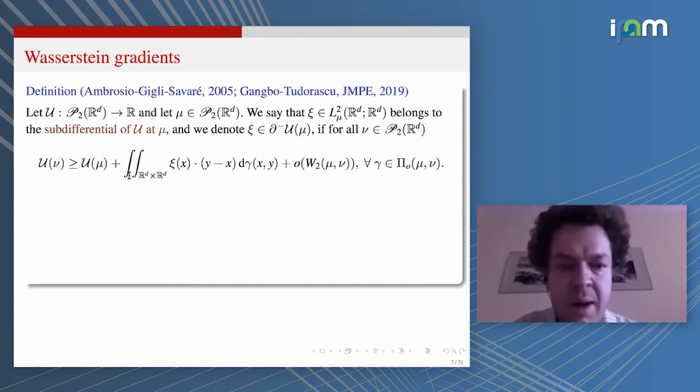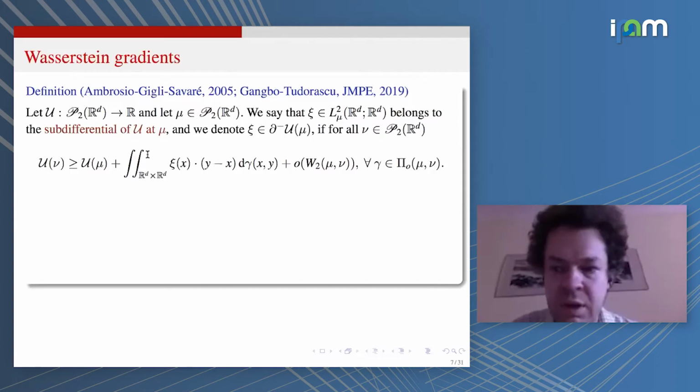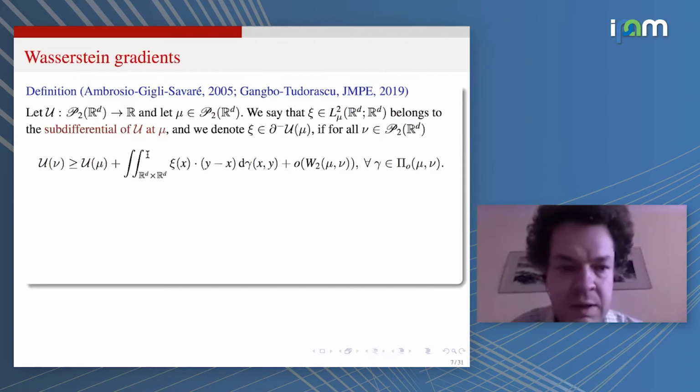So what we mean by a subdifferential of the function at the measure, this will be an L2 function with respect to the measure, such that you have this sort of first-order Taylor expansion using optimal plans and up to a little-o error. So you have this kind of inequality, which is coming typically from convex analysis. So it is developed in abstract settings in convex analysis.